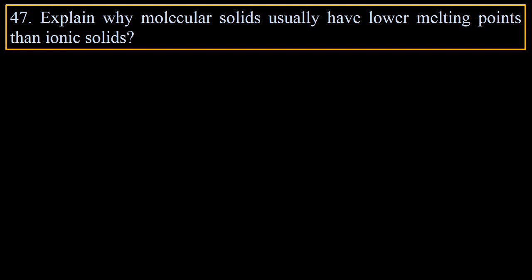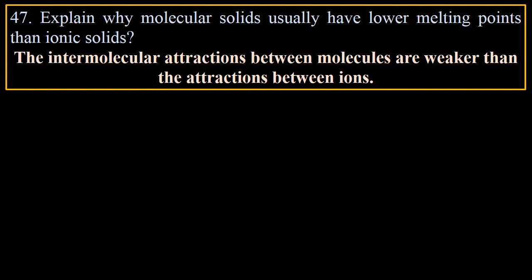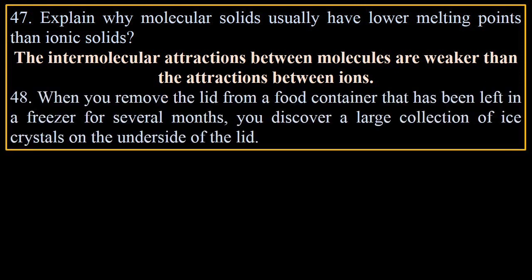Explain why molecular solids usually have lower melting points than ionic solids. The intermolecular attractions between molecules are weaker than the attraction between ions. Much weaker. Matter of fact, the strongest intermolecular attractions involve either ions or close to ions, such as hydrogen bonding.